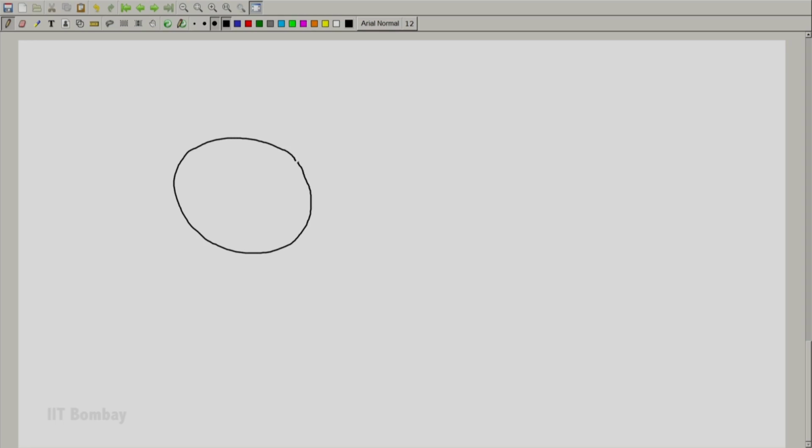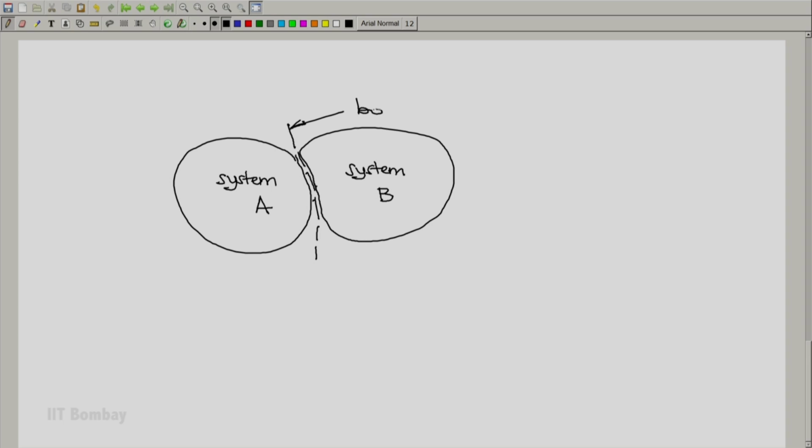We have one system, we have another system nearby, and we have a common boundary separating them. So we can say this is the system which is under study, let us call it system A. This is the second system with which system A is interacting, let us call it system B, and this is the boundary separating system A and system B. And interactions of energy take place between the two systems across this boundary.